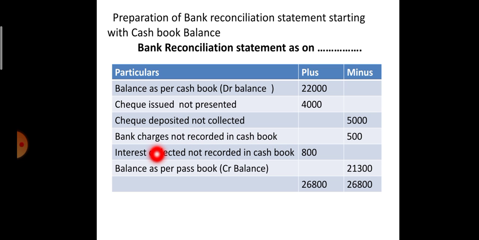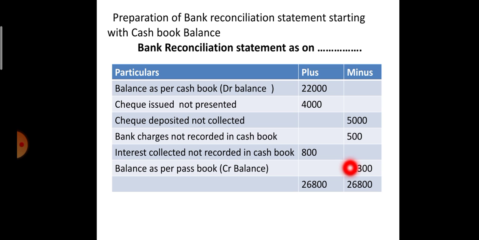In the same manner, one more effect is there. In the passbook 800 rupees was added, the interest collected was added. In the cash book it is not recorded, so we will add that 800 rupees to the cash book balance. Now all these 4 transactions are recorded. 22,000 plus 4,000 plus 800 is 26,800. From that, when we deduct 5,500, we get the balance of 21,300. That is the balance as per passbook, 21,300.